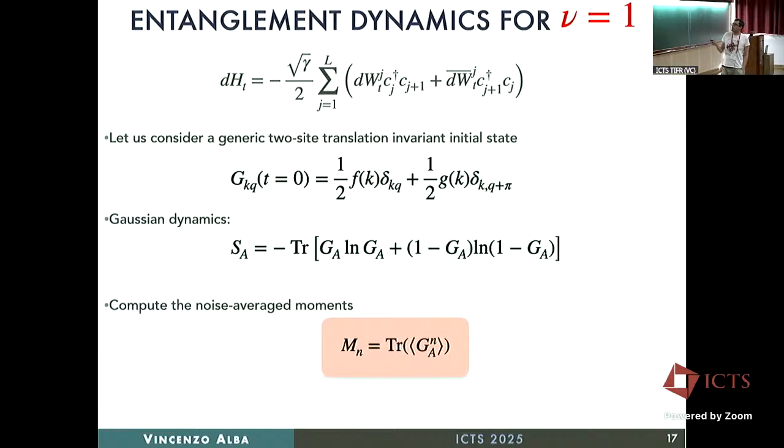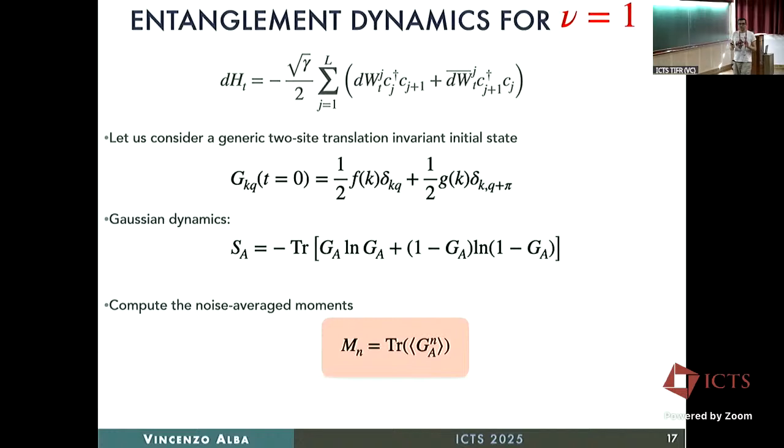So the model is essentially the same as before. I consider an initial state of this form in momentum space. I can take an initial state which in momentum space has a correlation function that is essentially a delta of k and q plus delta of k and q plus pi. For instance, a two-site translational invariant initial state is of this form. Now I want to compute the dynamics of the von Neumann entropy, and for each noise realization, the system is quadratic. So I can write it in terms of the two-point function restricted to the subsystem of interest.